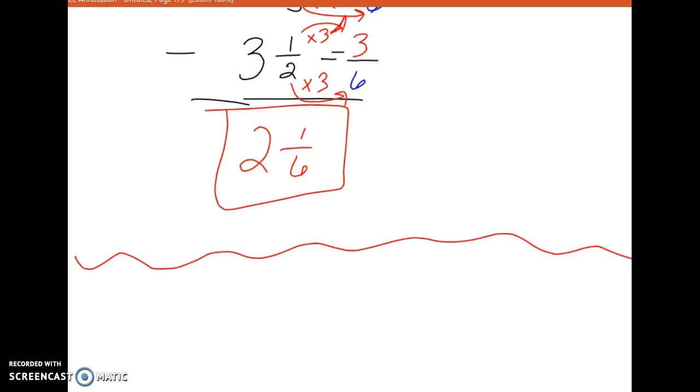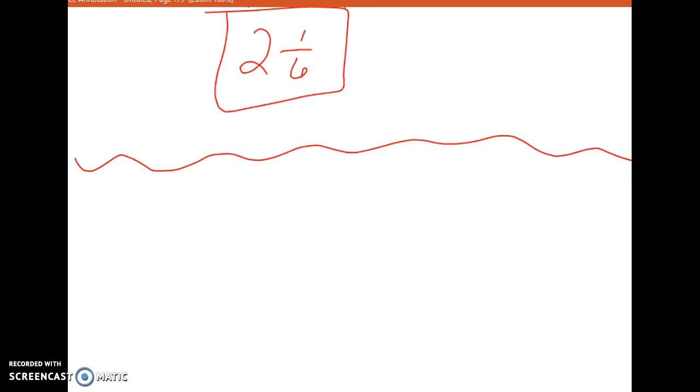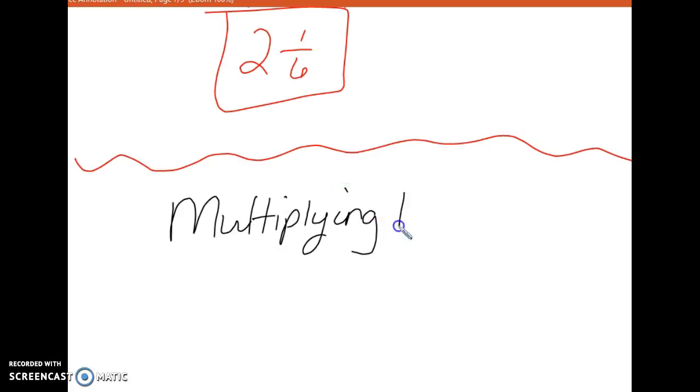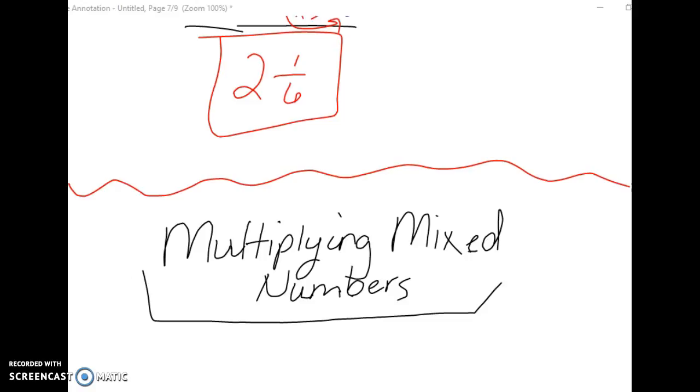Today, what we are going to do is start talking about how we multiply. So multiplying mixed numbers. We've reviewed our regular fractions. We've talked about adding and subtracting mixed numbers. Now we're going to multiply mixed numbers.